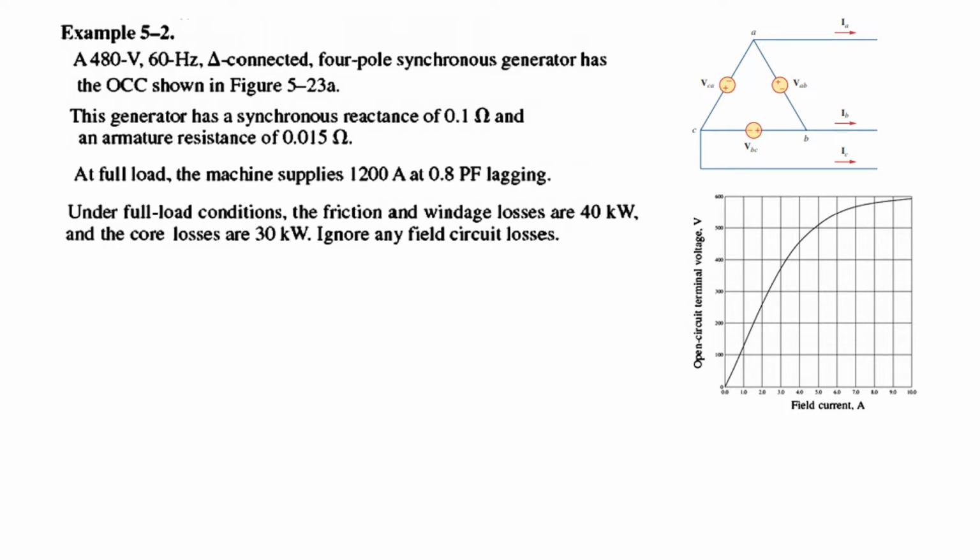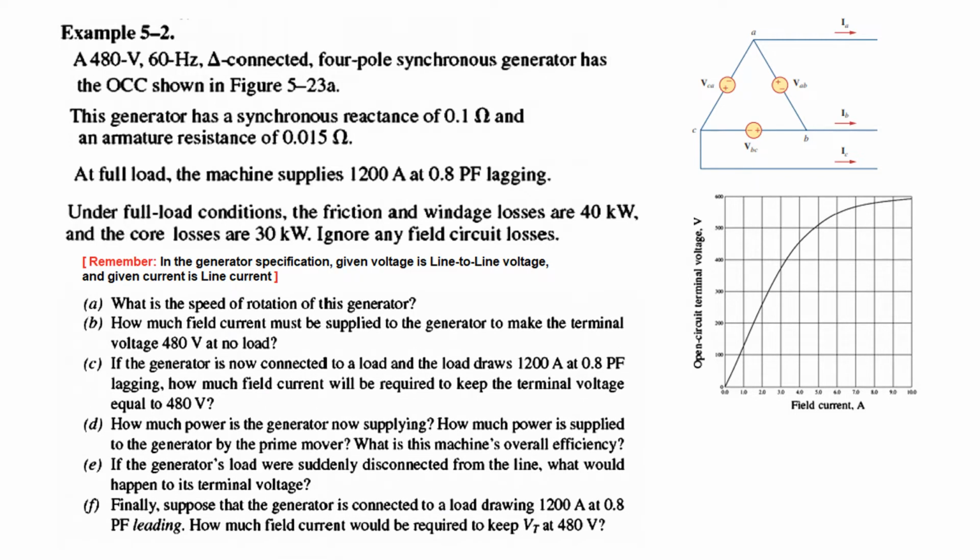What is given here and how to interpret it: we keep this point in mind, that in the generator specification the given voltage is always line to line voltage. So this 480 volt is actually this voltage here, line to line voltage, and the given current is line current. So the current given here is line current, and we have to calculate all these 6 parameters. So we'll go one by one and see what they mean.